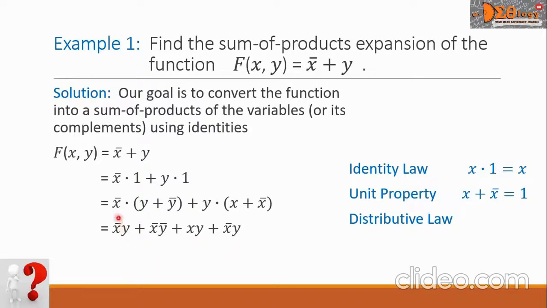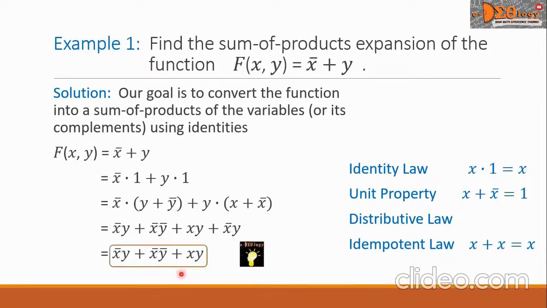Please observe that our first product x bar y is the same as the fourth product x bar y. According to our idempotent property, we can combine this x bar y and x bar y into itself. So we write here x bar y plus this product we will copy here along with this product. This idea is coming from the idempotent law that says x plus x equals x. Now we have 3 products and this is the sum of products. This is our final answer.